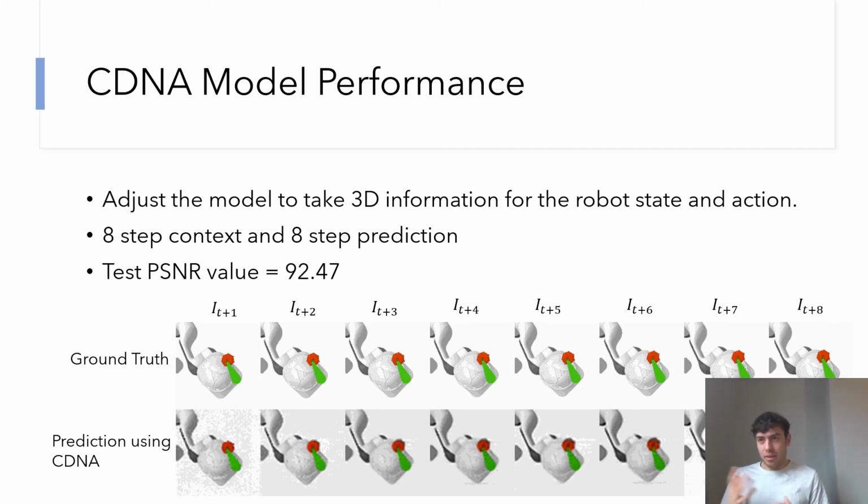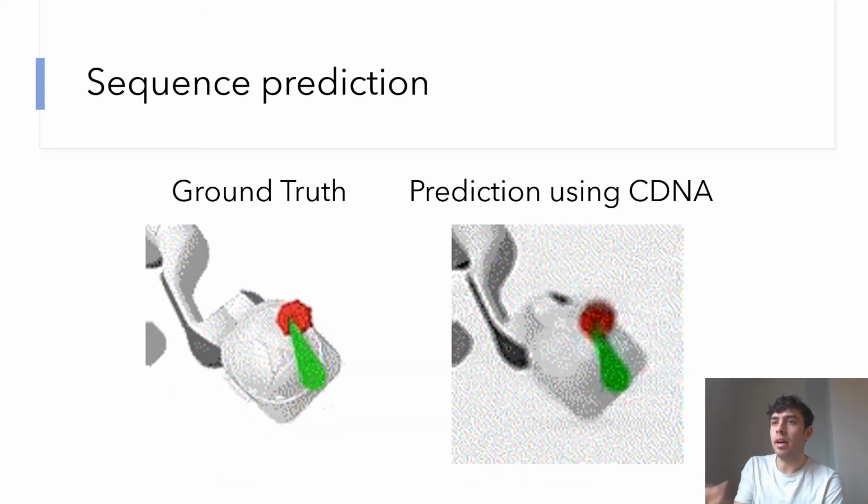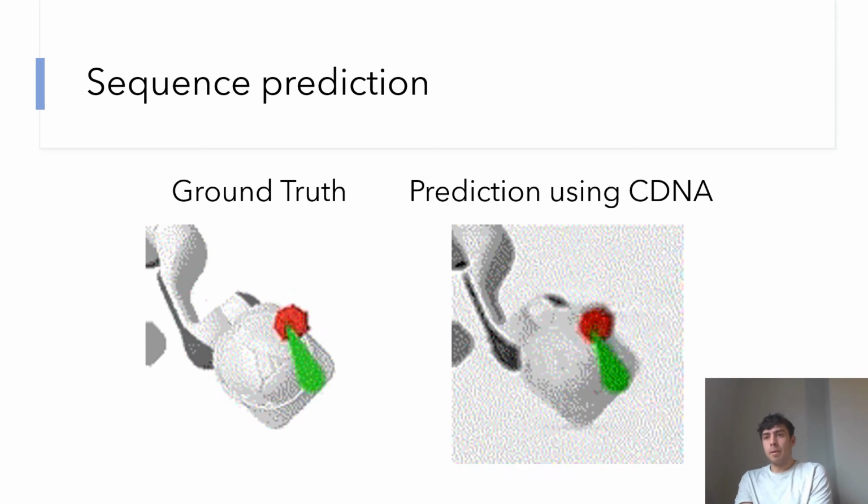PSNR value is not exactly very useful for anyone. I don't think if that number was slightly different, we would really see. CDNA uses several frames of context before it starts making predictions. So we provided 8 steps of context, and then we predicted for 8 steps. And in terms of a realistic view of what's going on, I think this GIF shows quite nicely from our test data about what's happening.